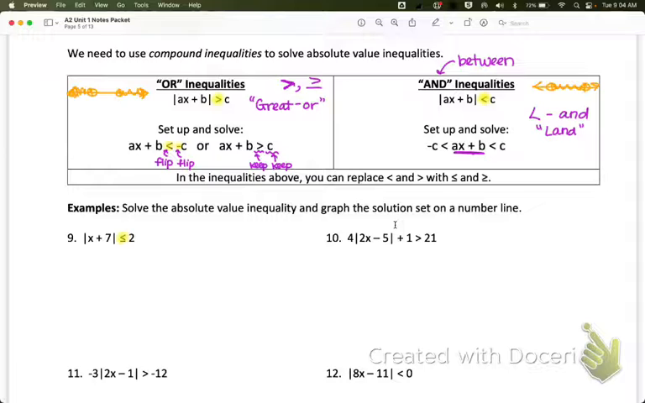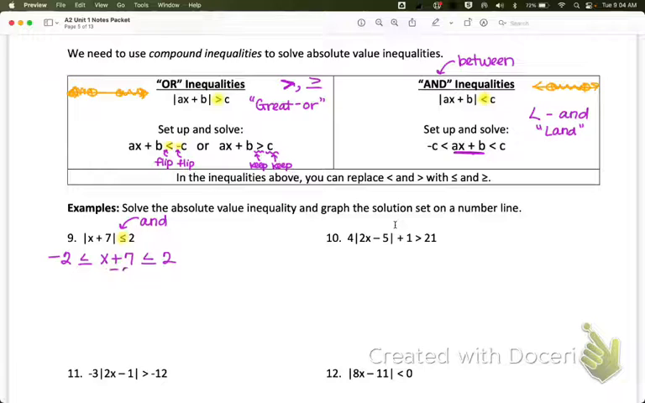So I see a less than or equal to. Looking at the boxes above, less than is an "and." That is the clue that this is going to be an "and" inequality. So we're going to sandwich the x plus 7 in the middle: negative 2 is less than or equal to x plus 7 less than or equal to positive 2. That's the only new part, getting that compound inequality. From here, we're going to solve it just like normal.